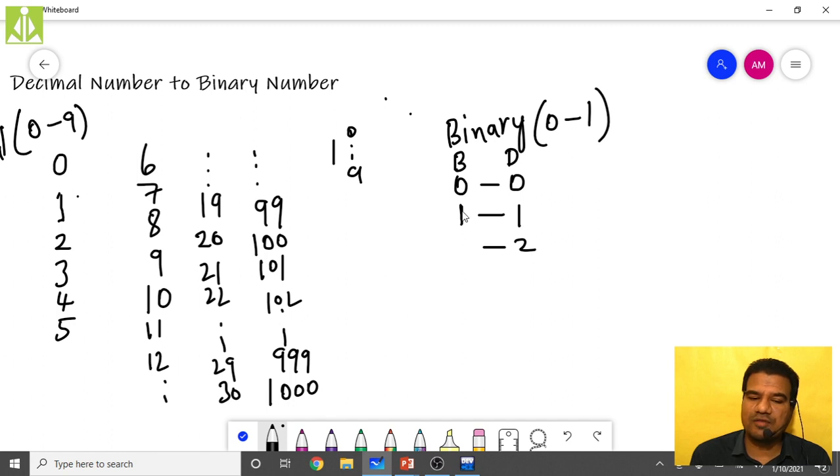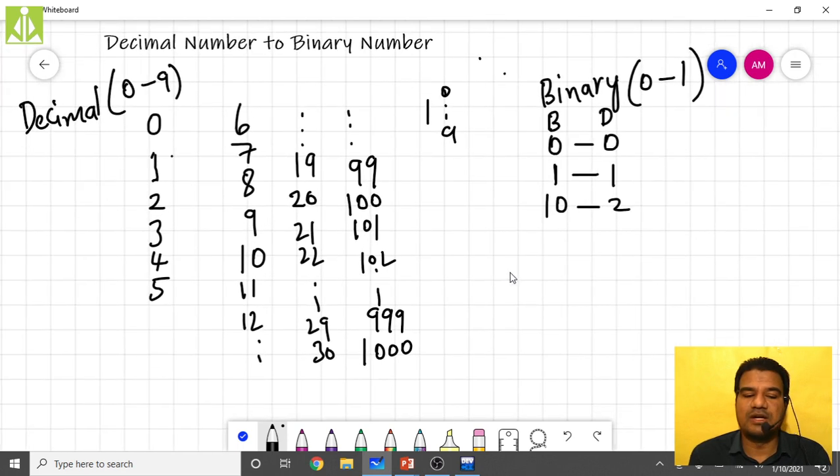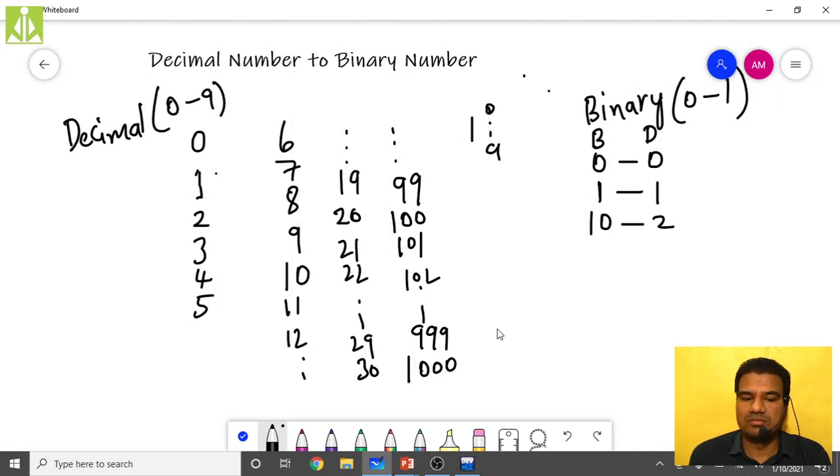So here I ran out of the digits, so I am increasing the place. How to start when you are increasing the place? You have to frame 10. So here also I am writing 10. This 10 will represent 2 in binary, just as 2 in the decimal number system. So 10 will represent 2. All these things, whatever I have done over here, you better write down.